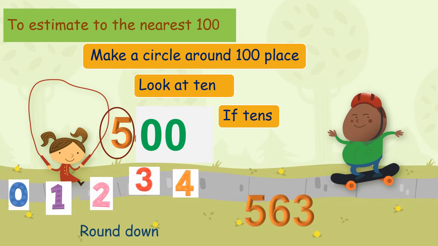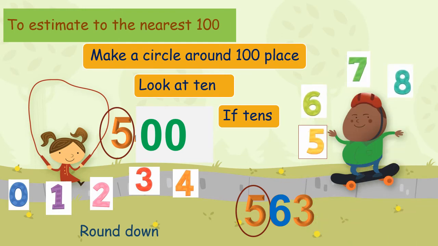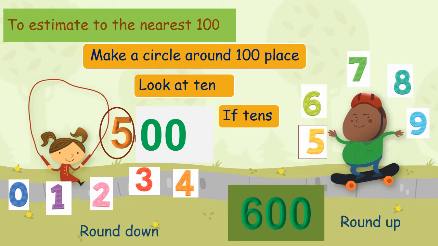What about this number? We have 563. Our tens is 5. Our hundreds is 500. Our tens is here 6. What shall we do now? If your tens is 5, 6, 7, 8, or 9, you're going to round up. Means you're going to go to the 100 after. What's the 100 after 563? It's 600. So this will be rounded to 600.